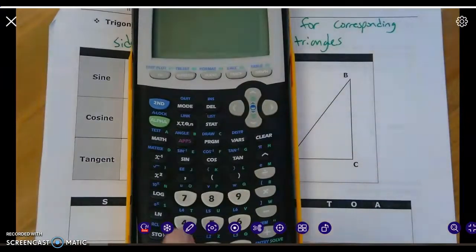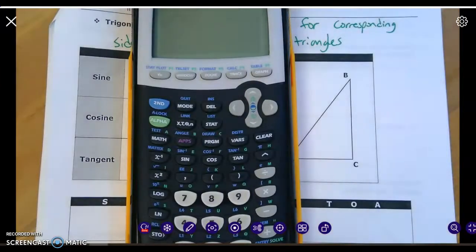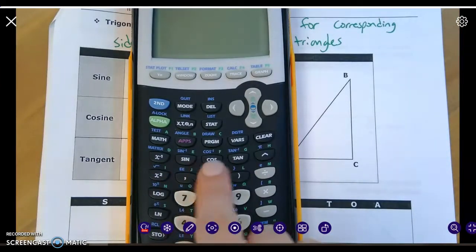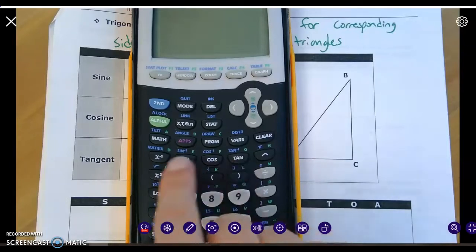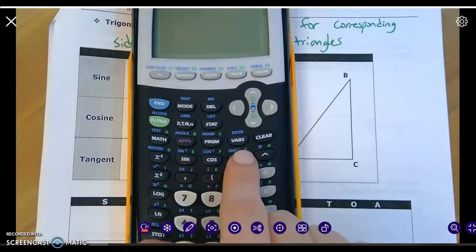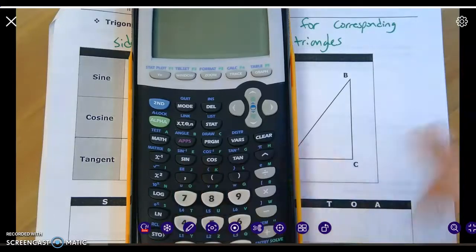Okay, look at your calculator now. I want you to find the sine, cosine, and tangent buttons on your calculator. They're in a row, kind of in the middle-ish. They should look kind of like this. I know my calculator is different, but sine, cosine, and tangent, yes.